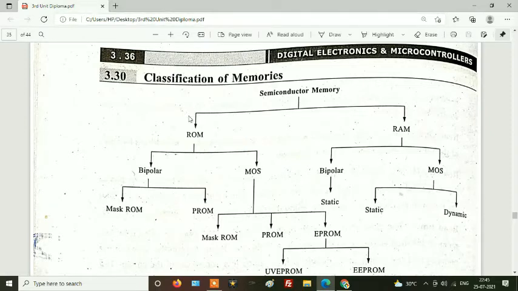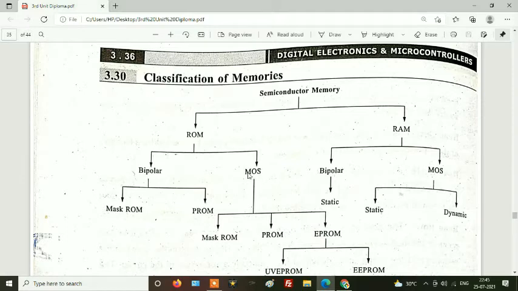Coming to read-only memory, it is manufactured with metal oxide semiconductor or by using a bipolar transistor. When you're using the bipolar transistors as the memory cells within that ROM, we have two ROMs available: one is mask ROM and another one is PROM, that is programmable read-only memory.